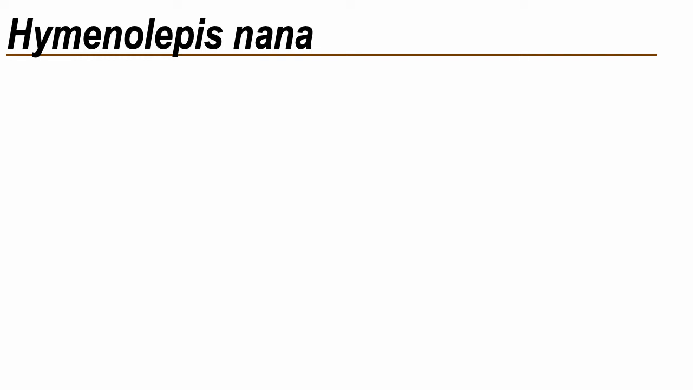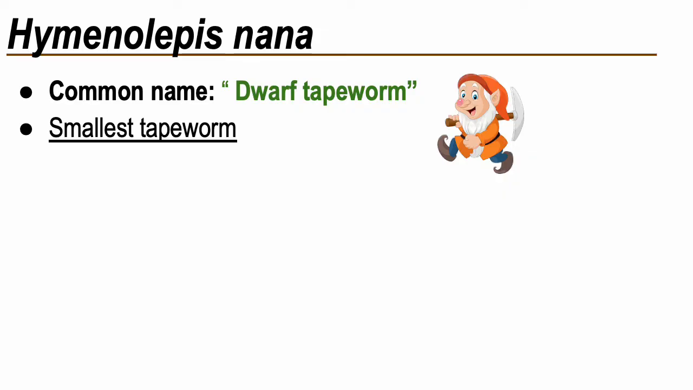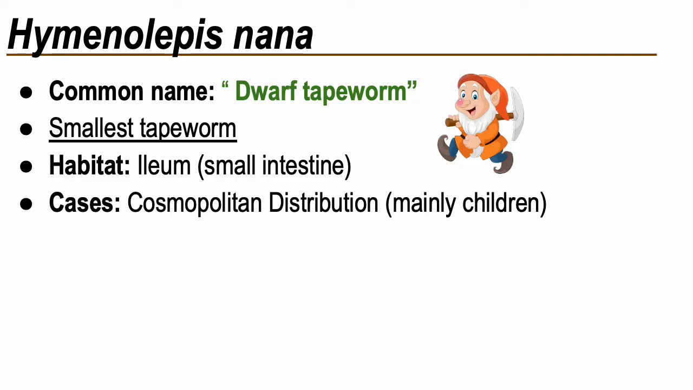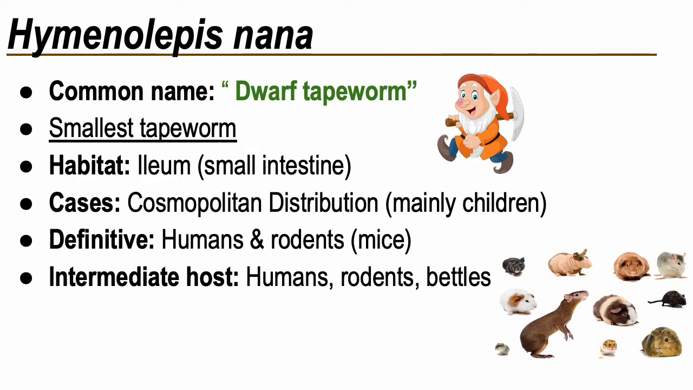So the next cyclophyllidean tapeworm is Hymenolepis nana. So this is also known as the dwarf tapeworm, and it's not what you think. This is not acquired via the ingestion of dwarfs, but rather because this is the smallest tapeworm of cestodes. So the adults of this parasite inhabit the small intestine, specifically the ileum part of the definitive host. So the cases usually are worldwide in distribution, but mainly affect children, especially children who are fond of eating cereals and grains. Definitive hosts of these parasites are humans and rodents, and the intermediate hosts are also humans, rodents, and beetles.